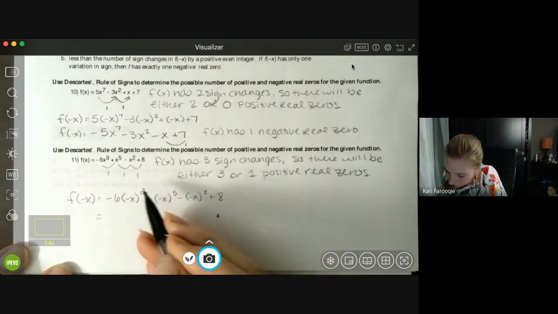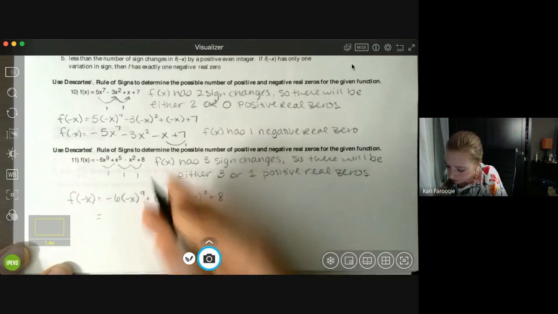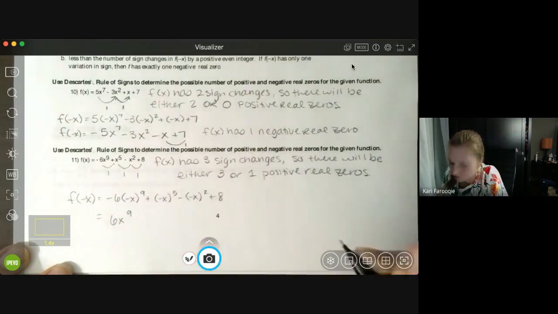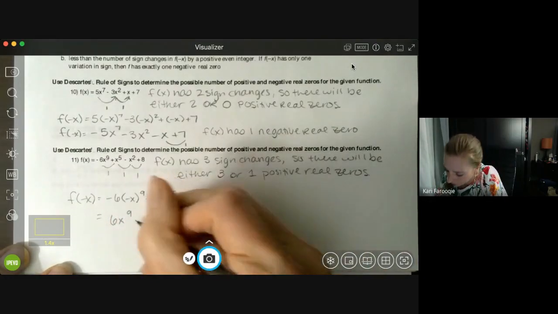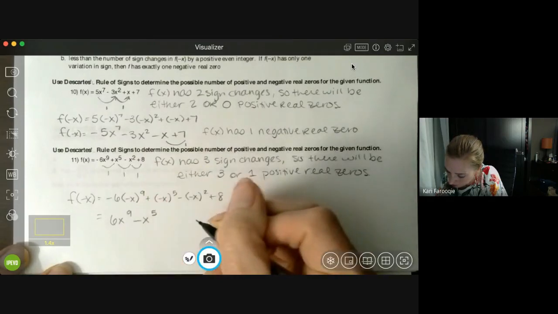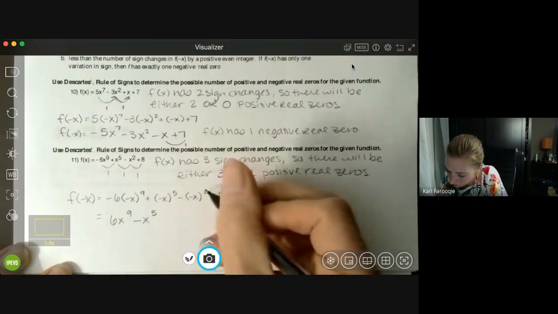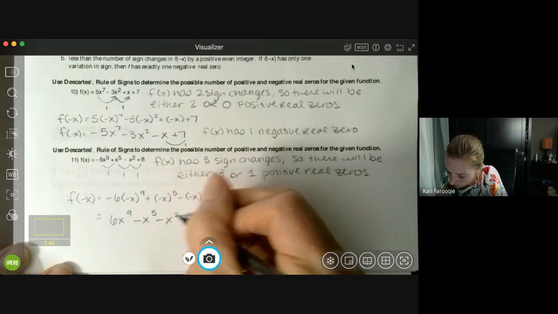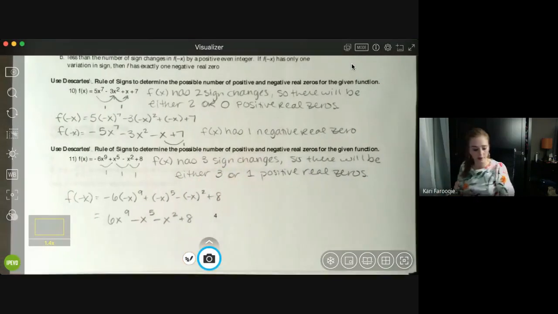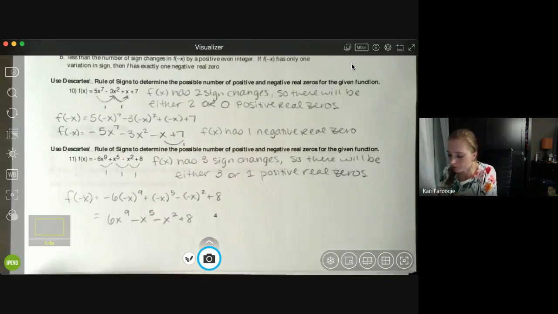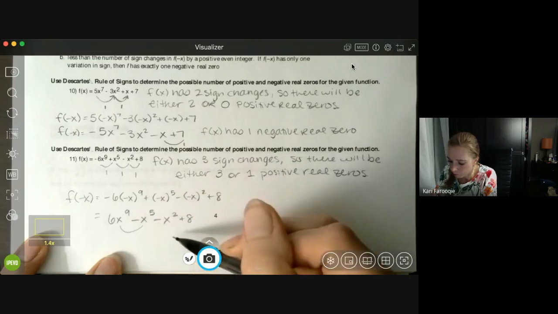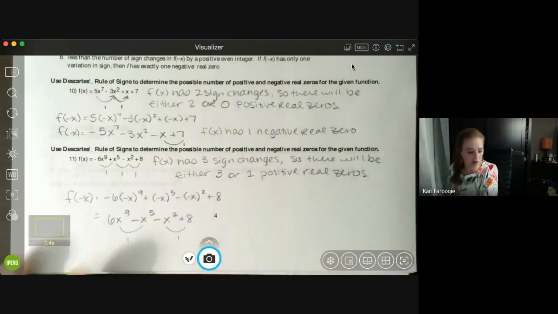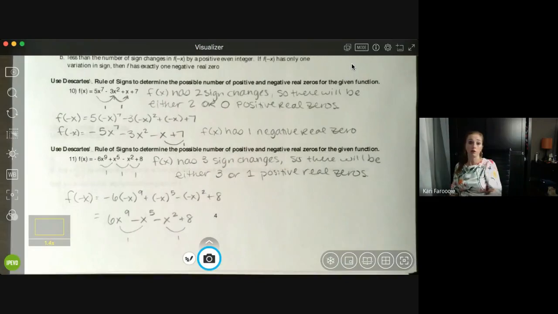So negative x to the 9th is going to stay negative. So a negative times a negative is a positive. So we'll get positive 6x to the 9th. And then minus x to the 5th. Now, negative x squared is just x squared, but there's still a minus in front of it. And then plus 8. We have 1 sign change and then 1 more sign change. So here's another instance where we either have 2 negative real zeros or no negative real zeros.